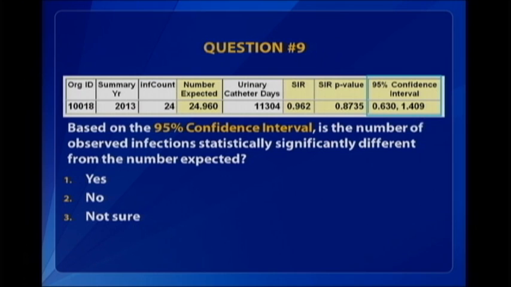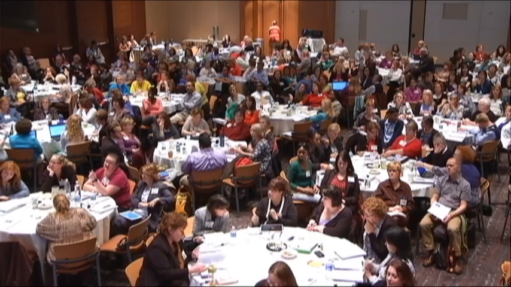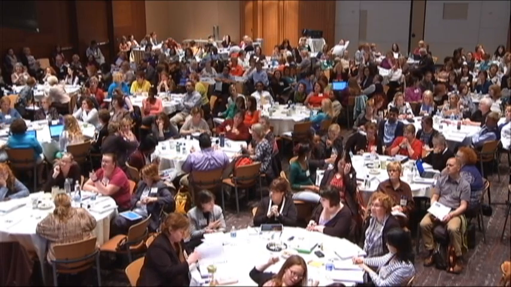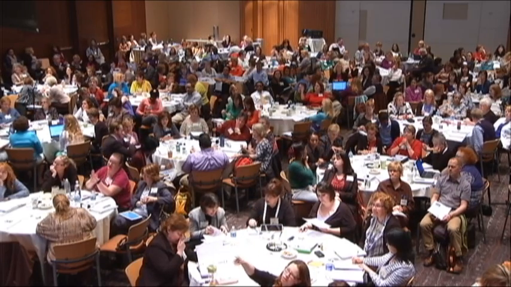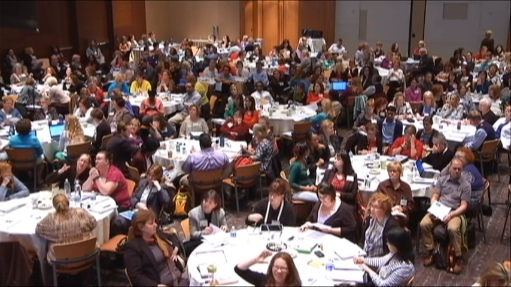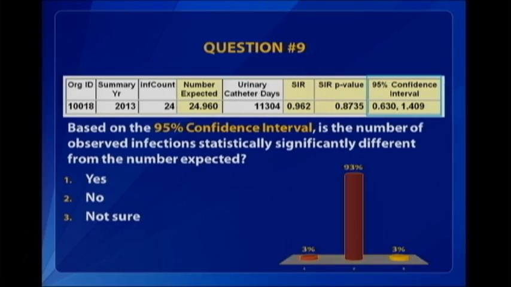Okay. So let's look at the 95% confidence interval now. Based on this confidence interval, is the number of observed infections statistically significantly different from what we would expect? Yes, no, or not sure? Ten seconds. All right, let's see how you guys did. Great, 93% of you said no, and you are correct.